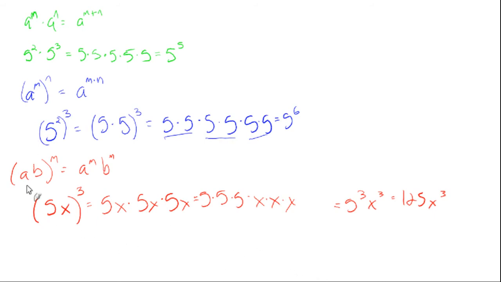And now you can hopefully extrapolate that to any problem. If this is a number times another number and it's raised to the m, we're just going to take these two numbers, multiply them by each other m times, and rearrange them. You get m a's and m b's. And that's exactly why it comes out like that.